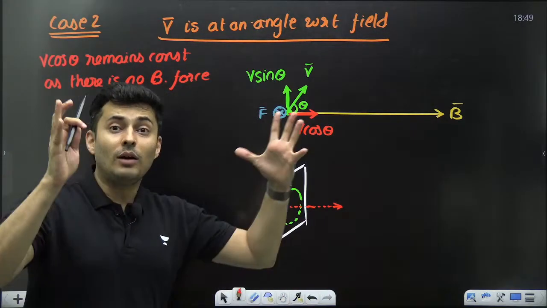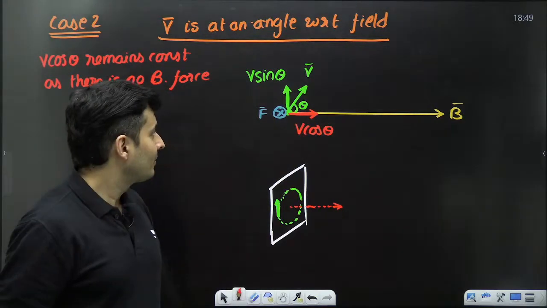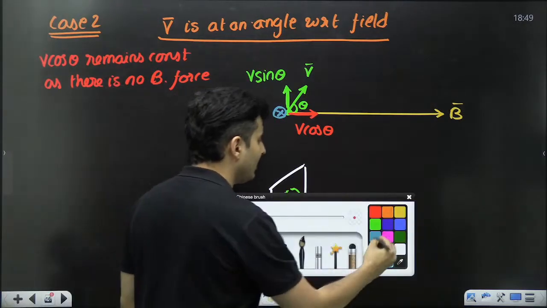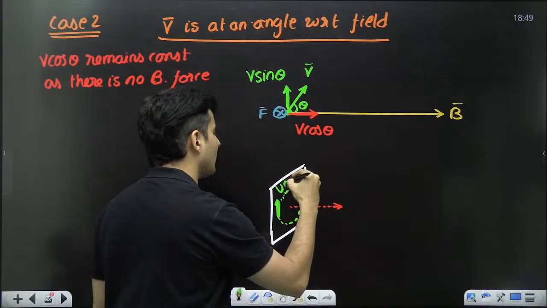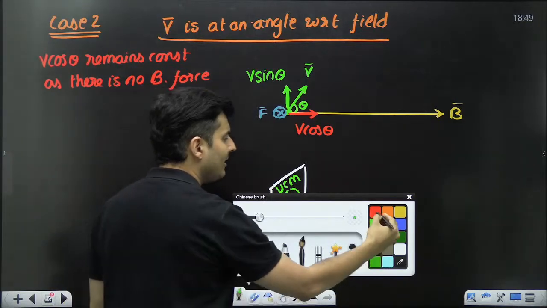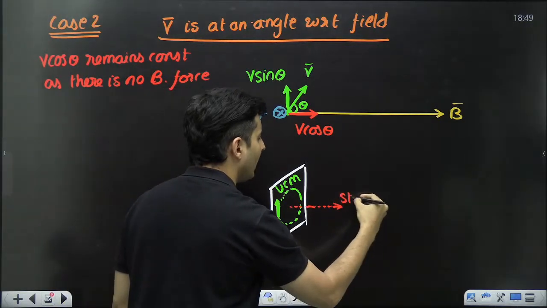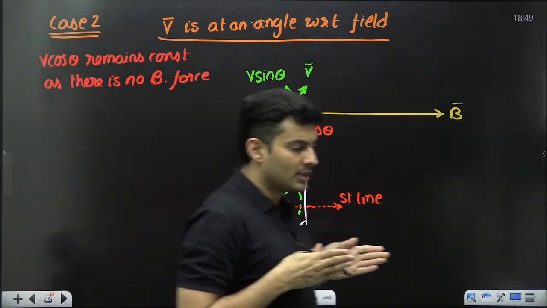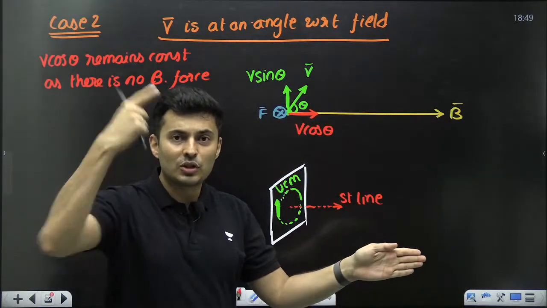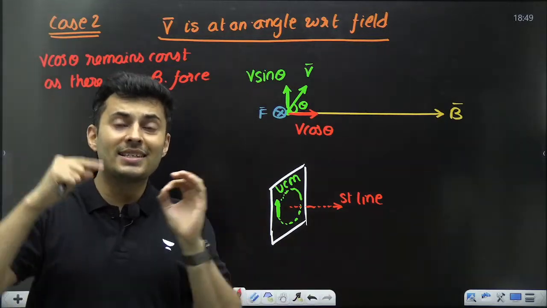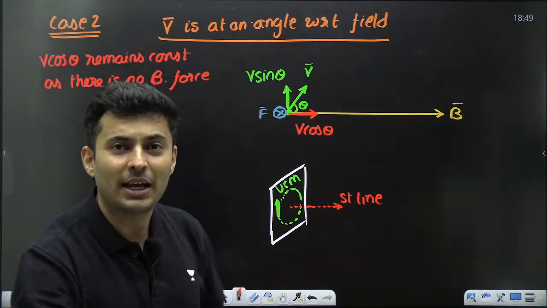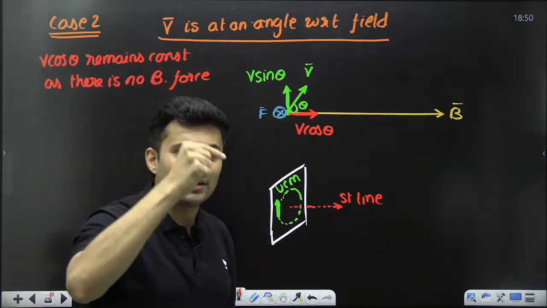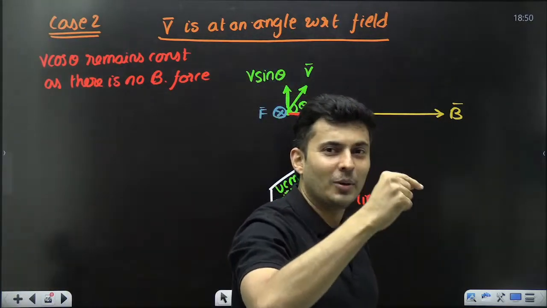Now think both of them are present together. V sine theta is also there, V cos theta is there. Because of V sine theta, it is doing uniform circular motion. Because of V cos theta, it is doing straight line motion, going straight like this. If both happen together, imagine the particle is going round and round, but also it's going in the front.